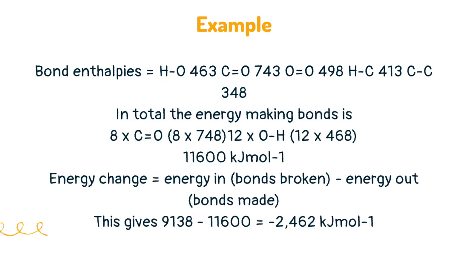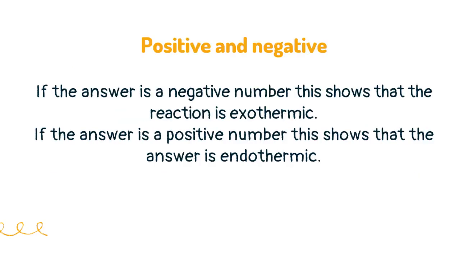Once the total amount of energy in and out has been calculated, find the total energy change using the equation. Energy change is equal to the energy in minus the energy out. If the answer is a negative number, this shows that the reaction is exothermic. If the answer is a positive number, this shows that the reaction is endothermic.